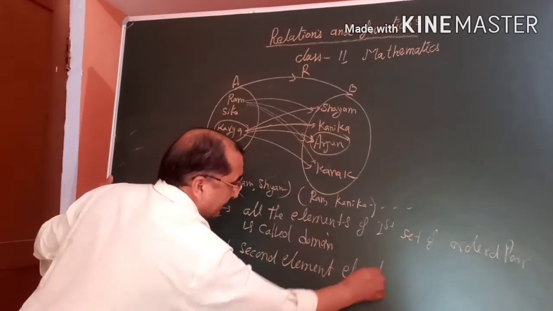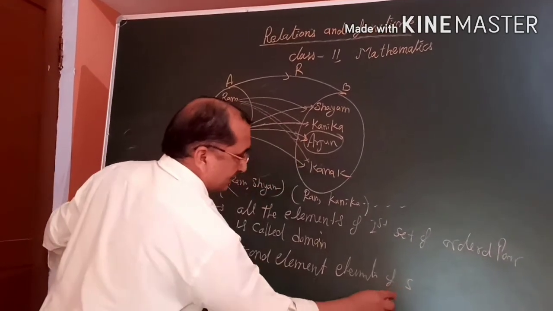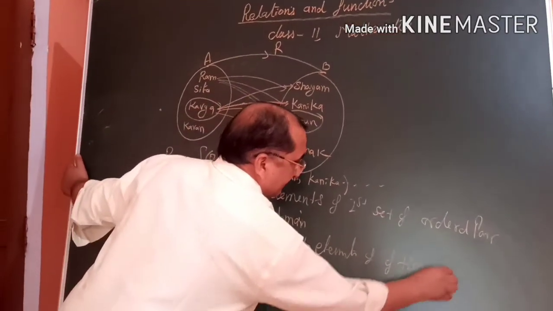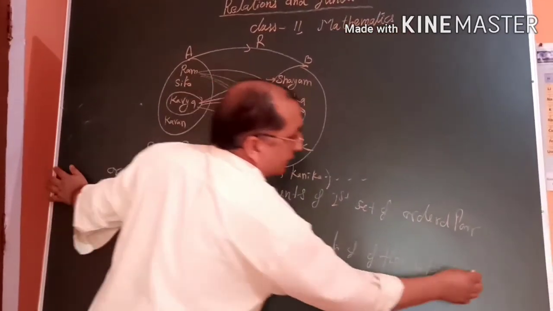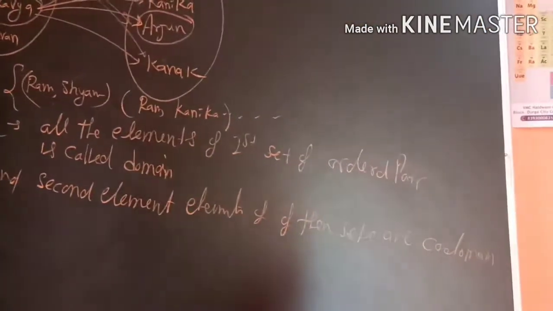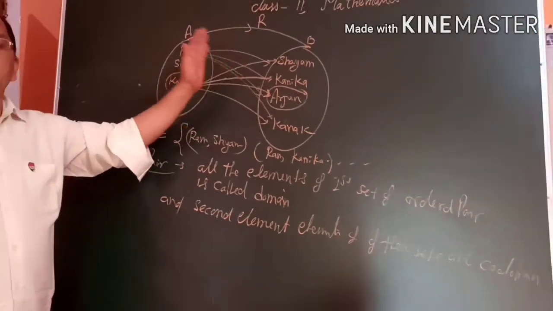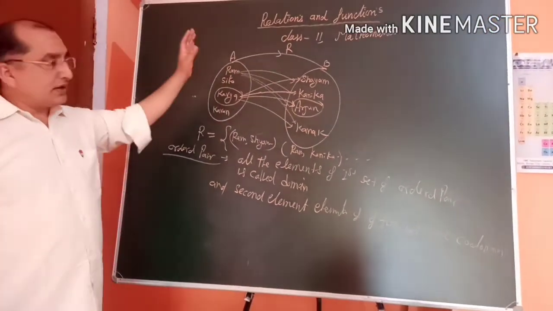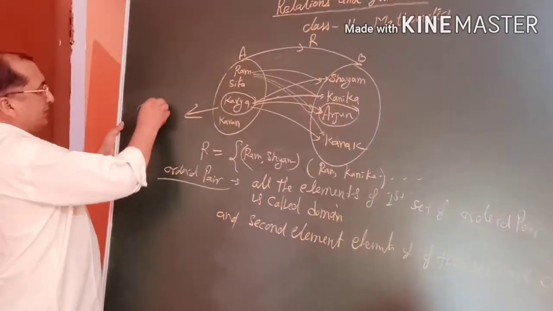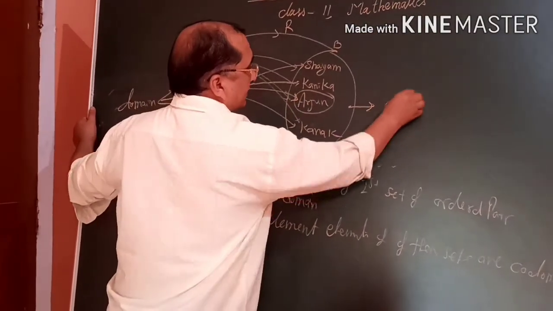Second elements of the sets are codomain. It means all the elements of this one set A, the ordered pair of A cross B, A multiplied by B, and this is known as the Cartesian product. All the elements of this set are known as domain. This is known as domain. And all these elements are known as codomain.